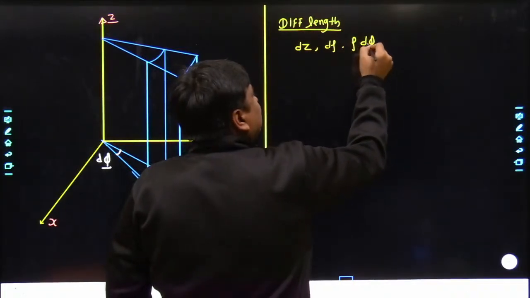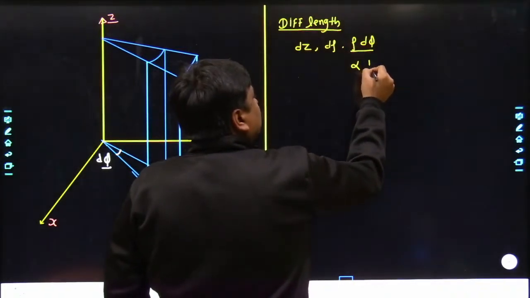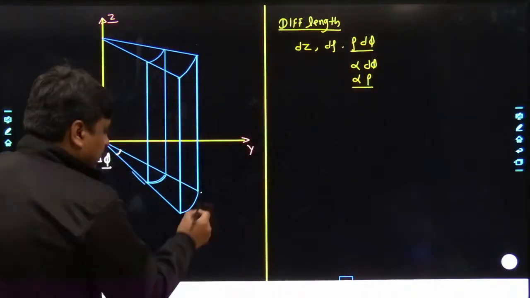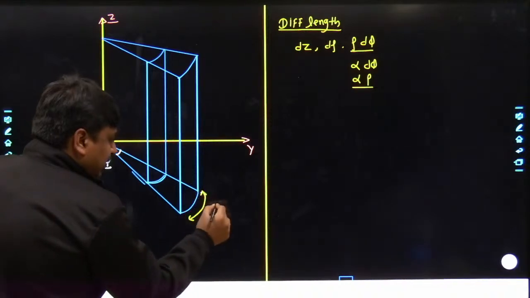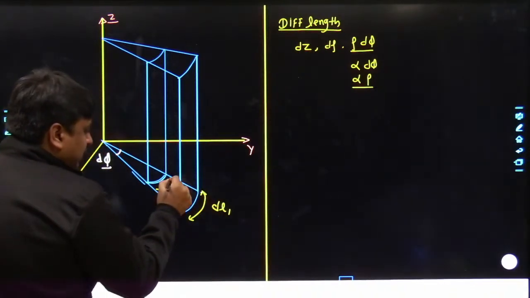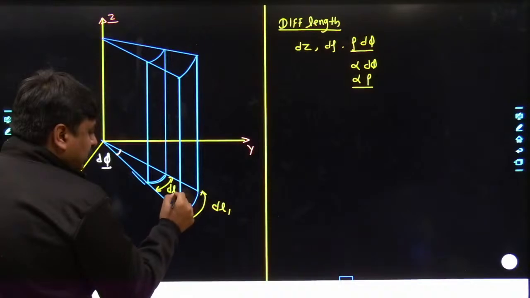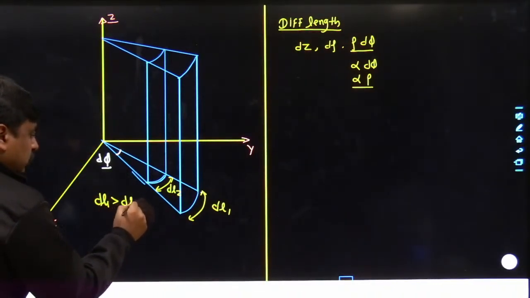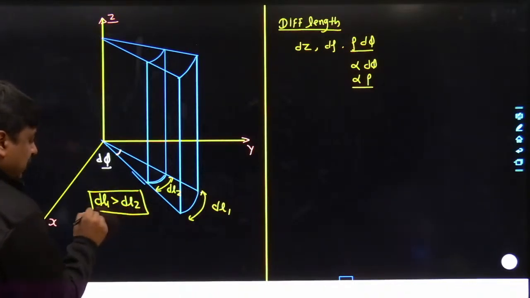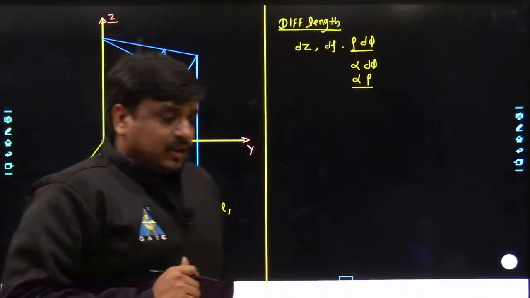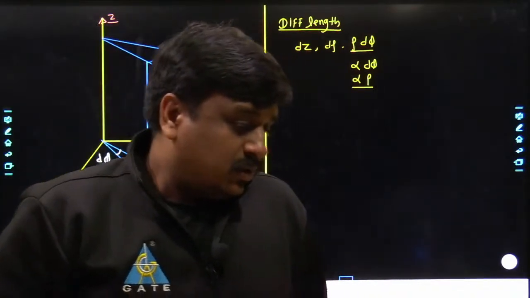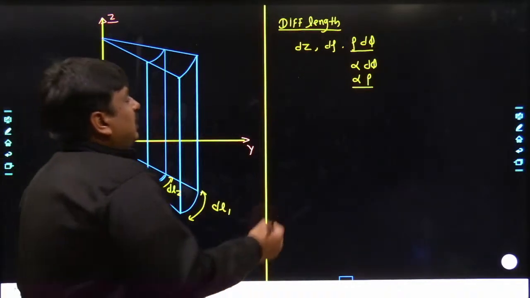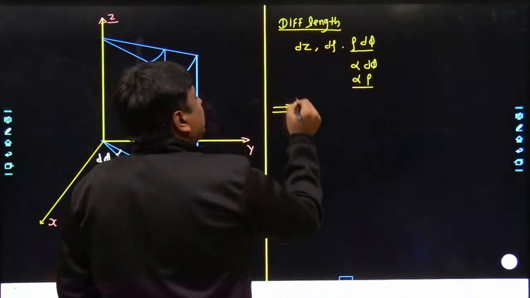Why does it happen? You can see very well, because this differential length is directly proportional to d phi and similarly directly proportional to rho. If I write this as dl1 and the differential length over here, let's take it as dl2, the dl1 is greater than dl2, although both have come into the picture because of the same differential angle, which is nothing but d phi. Yes, no? Yes.